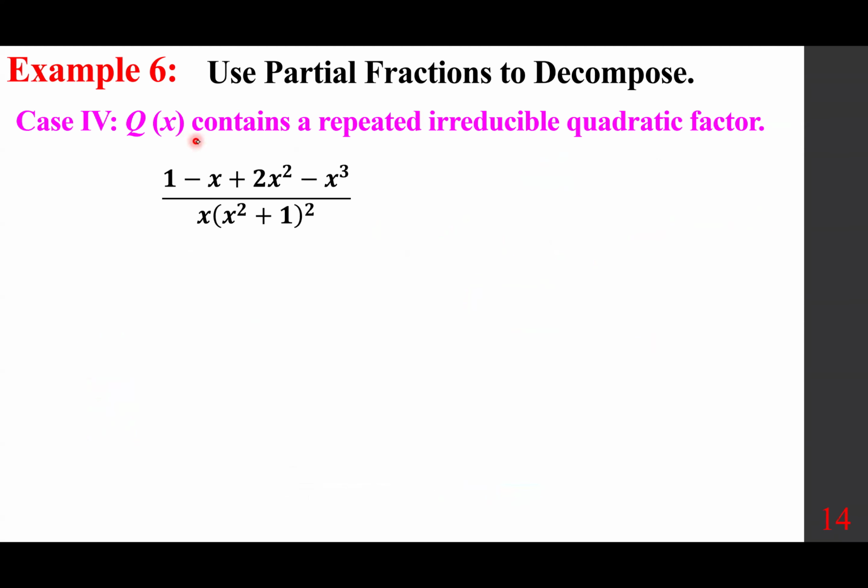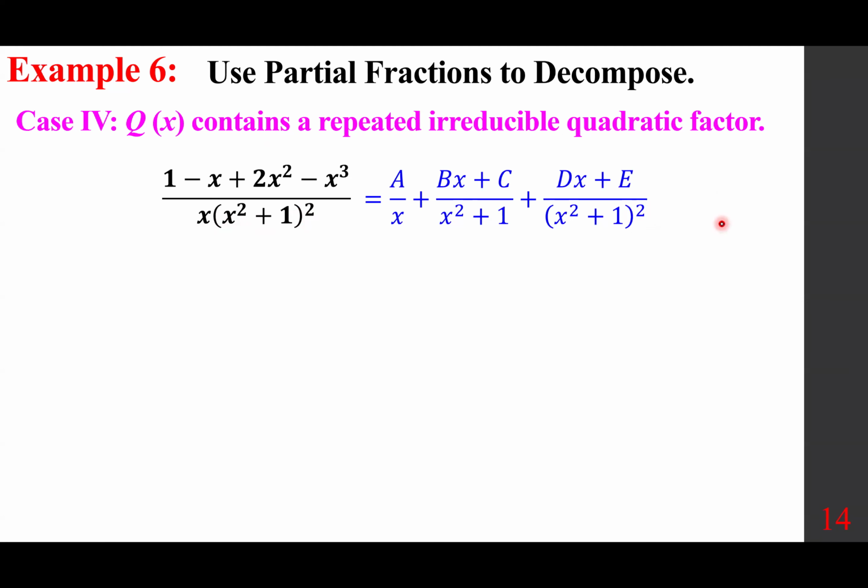Case number 4, Q of x contains a repeated irreducible quadratic factor. It's just the same as the previous page, but this part has an exponent itself. So again, it's given in a factored form. How do you deal with that? You put a over x, bx plus c over x squared plus 1, and another bx plus c, but with different b's and c's, dx plus e. Because this has exponent 2, we need it. If it has exponent 3, we need one more, fx plus g over x squared plus 1 quantity cubed.